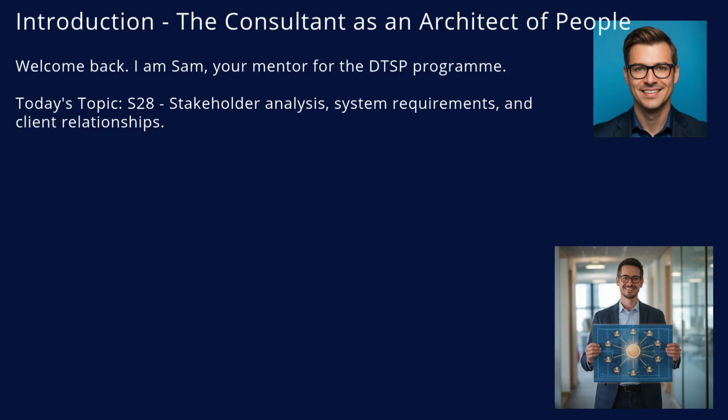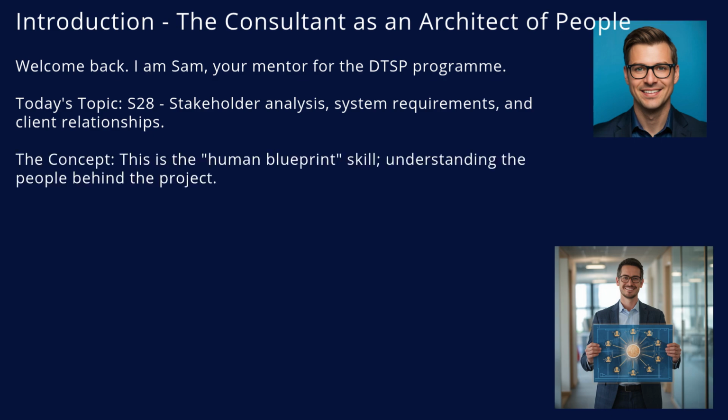Over our last few sessions, we have built a powerful playbook for analyzing problems and communicating value. Today's topic is S28, performing stakeholder analysis to identify, determine, and deepen understanding of system requirements and develop client relationships. The core concept here is creating a human blueprint. It is about understanding that behind every piece of software, every server, and every process, there is a complex network of people with their own fears, needs, and motivations.